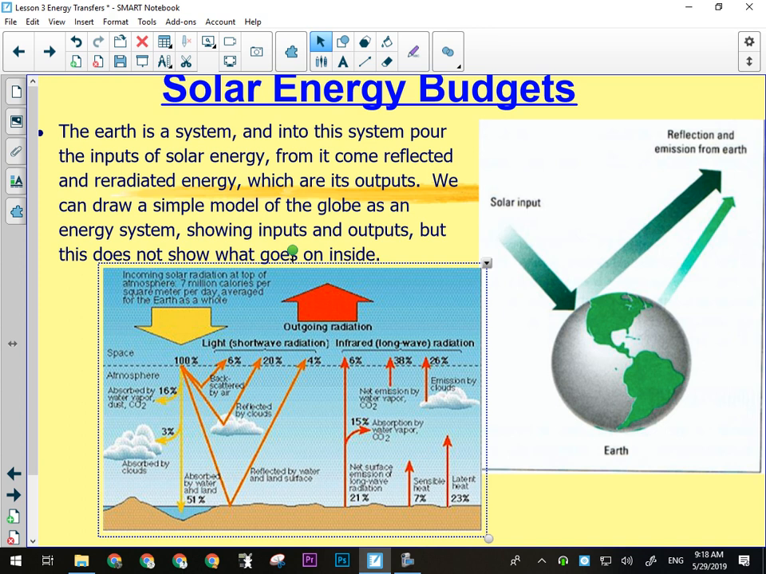Anything that gets reflected heads back out. On its way out, there can be absorption by water vapor and carbon dioxide. That would be the greenhouse effect. Then there's just some stuff that gets emitted. There's emission by clouds. There's sensible heat, just heat coming from the earth. That stuff all just kind of goes back out.